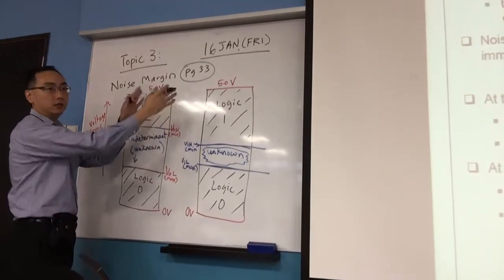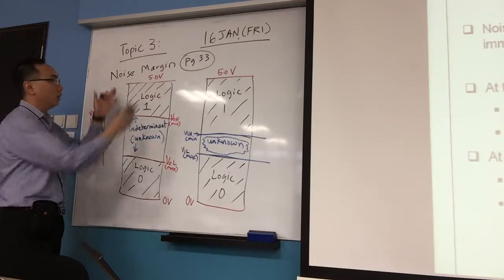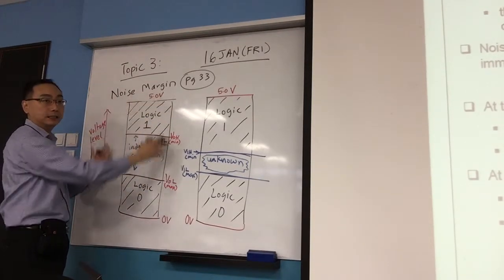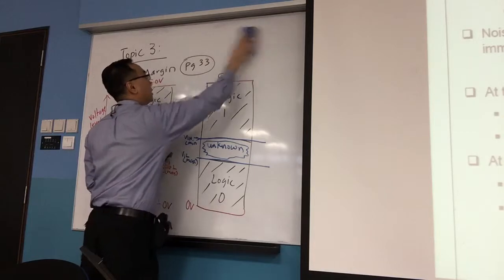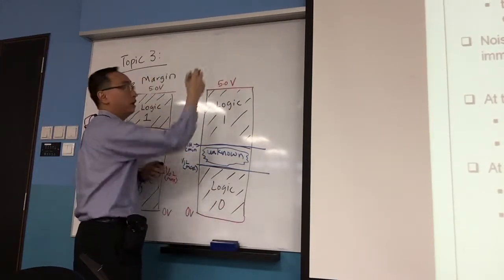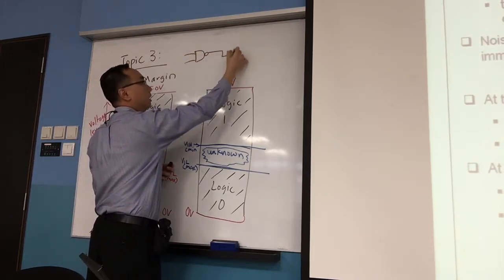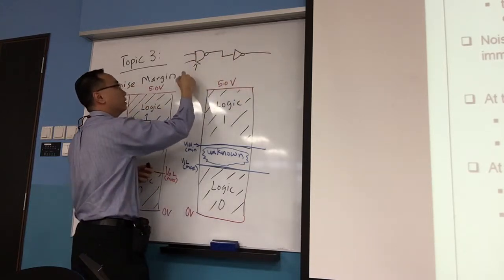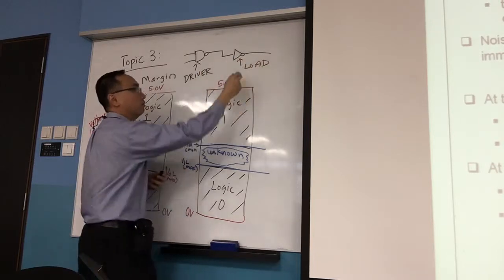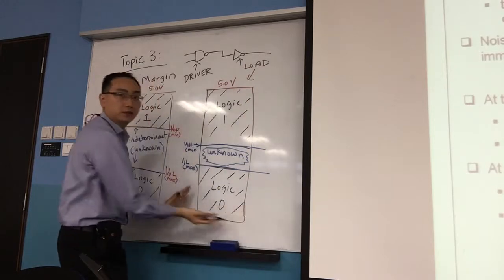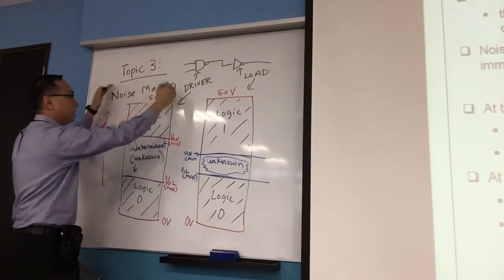What I've shown you here is just the voltage level and the logic levels. On this side here is the output. Imagine I have a gate. So it's on page 33 to begin with. Let's say you have a gate, and I drive another logic gate. Maybe this will be the driver, and this is the load. This load is referred to in this diagram here, and this driver is referring to this part here.